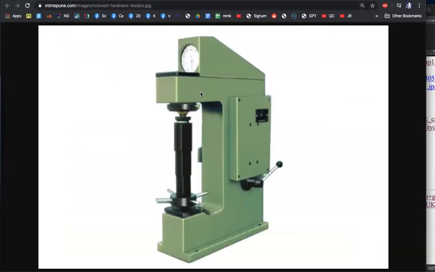Okay, so this is a Rockwell hardness tester. We saw a picture of Sam Rockwell earlier, and we have one of these at school. These are pretty common. They're used because they're fairly accessible, they're fairly quick. That's their big advantage. To help you remember, I've got the picture of Sam Rockwell.